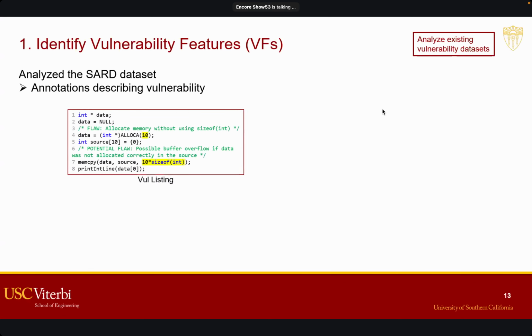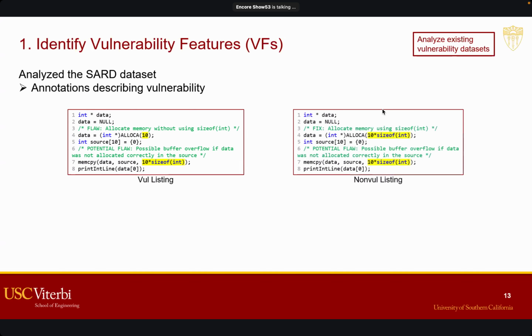This is the exact same code we saw earlier, but this is how it appears in the dataset. And you'll see that there are strategic comments in the sample that have prefixes like flaw, potential flaw, that tell you where the vulnerabilities are and how they contribute. The corresponding fix for the vulnerability will have a prefix like fix that tells you how you can fix it. And what we wanted to do is encode or capture this description so we can analyze them.